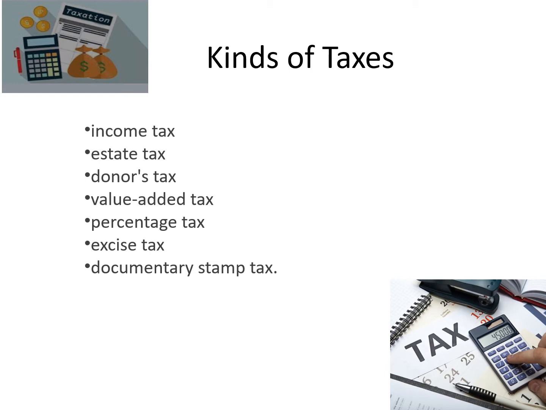Next, we also have the documentary stamps. The one that you would usually see in your diploma, and some of the alcoholic drinks that would have the stamp or the seal. These are what we call the documentary stamp. But we wouldn't be tackling those in this video. We will be focusing only on our income tax.